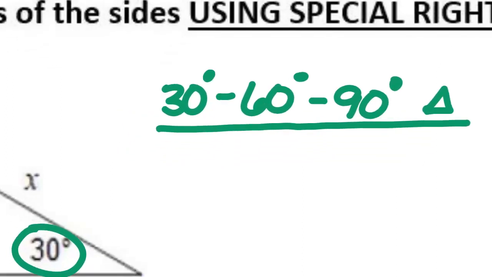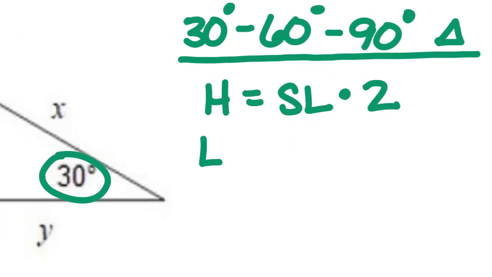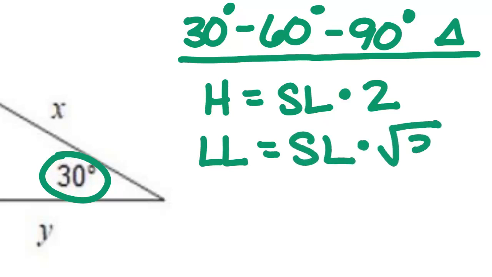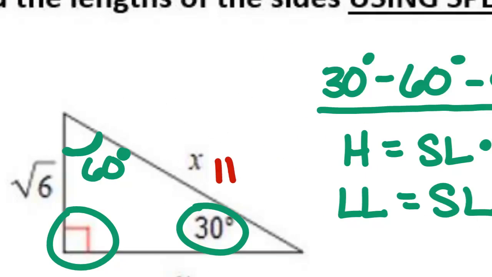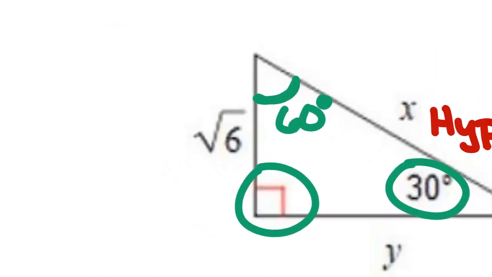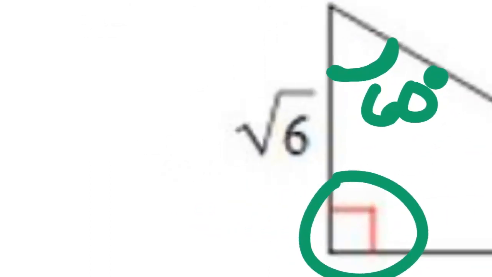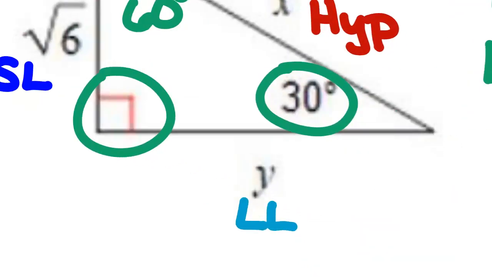All right, in a 30, 60, 90 triangle, the hypotenuse is equal to the short leg times 2, and the long leg is equal to the short leg times the square root of 3. What's the hypotenuse on this 30, 60, 90 triangle? X. What's the short leg? Radical 6. So that means y down here is my long leg.